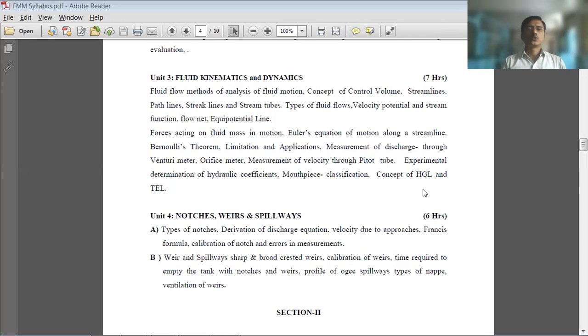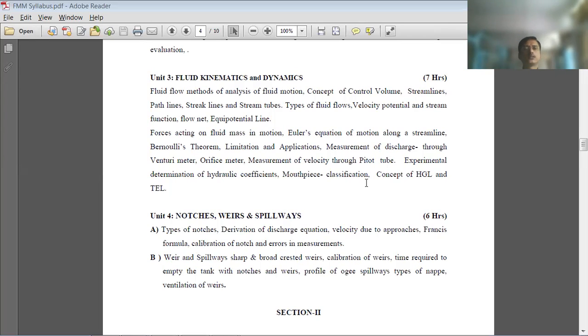Now we are going to start with the last unit as per our sequence. The last unit is unit number 4, notches, weirs and spillways. So now we are going to start here. These are the syllabus contents of this unit.